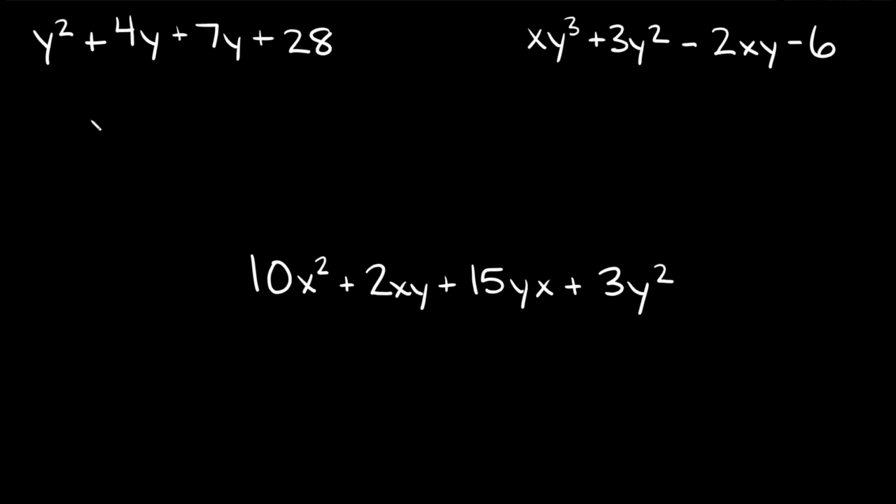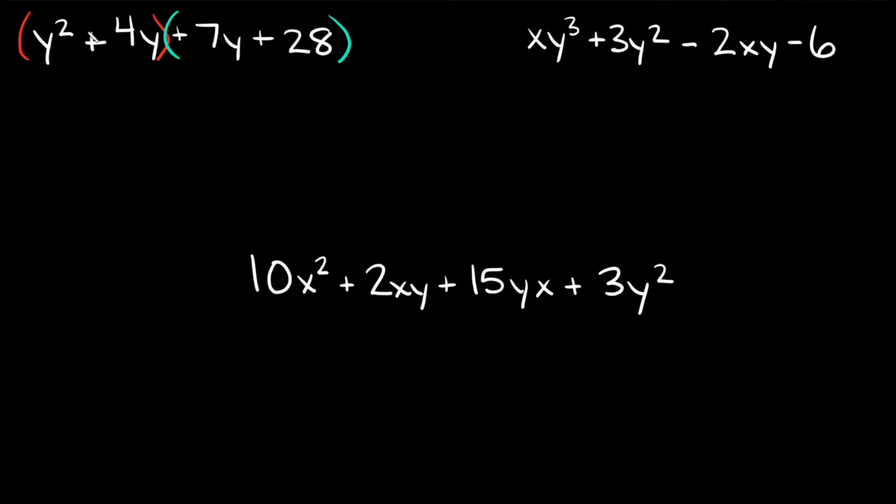And in order to factor by grouping, all you have to do is split your expression, this big expression, into two groups. And the way you do that is you take your first two terms, put that in one group, and then take your last two terms right there and put that in another group, okay? And then you just factor each of these individually. So here we have y squared plus 4y.